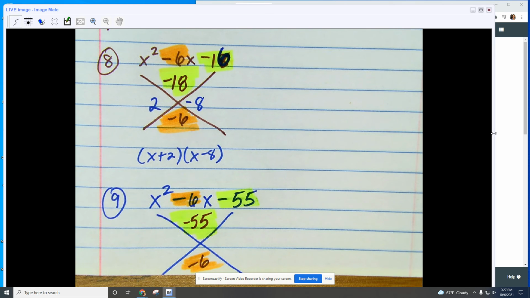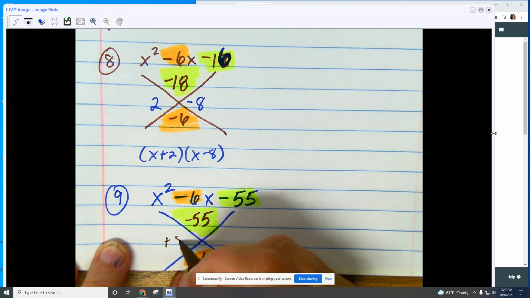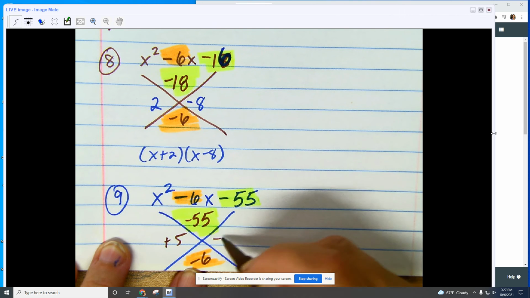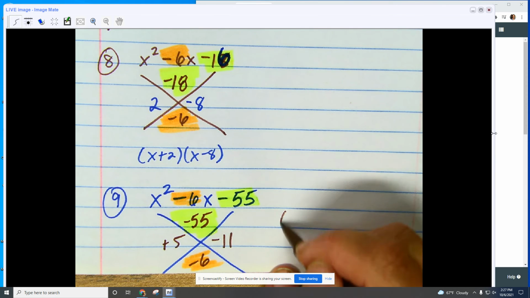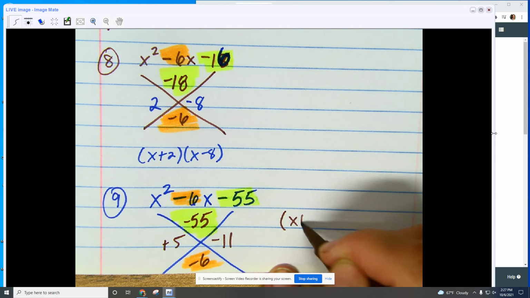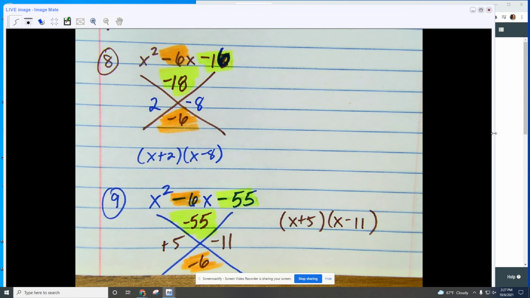Okay, anyone get it? Alonso? I got x plus 5. Oh, okay. So that one's negative 11. Oh. Beautiful. It doesn't matter which order you do them. You could do the negative 11 on the left or the right. So read me. X plus 5. X minus 11. Beautiful. Go get whiteboards, pens, and erasers, please.